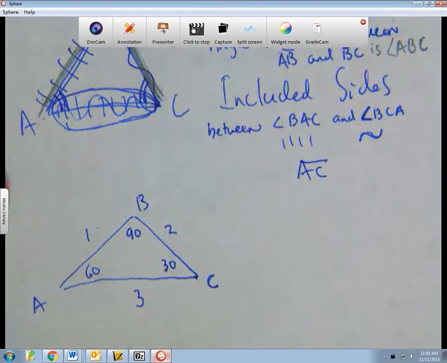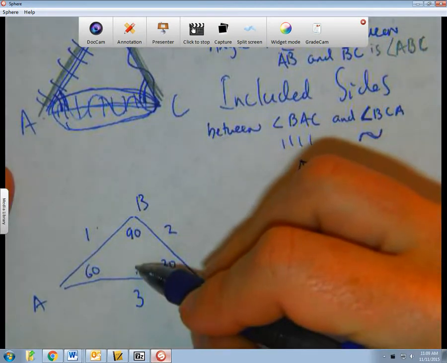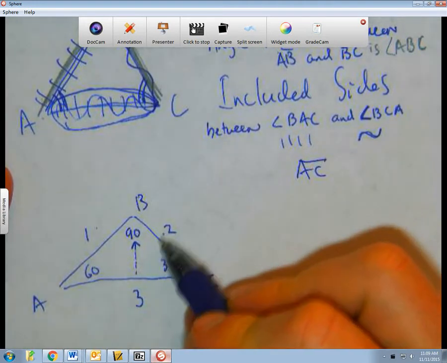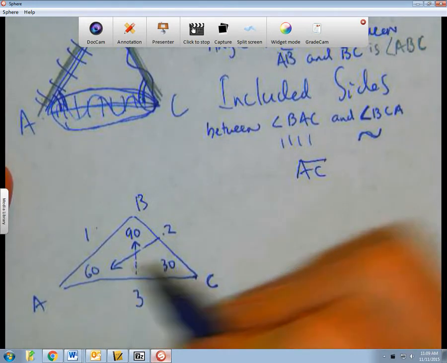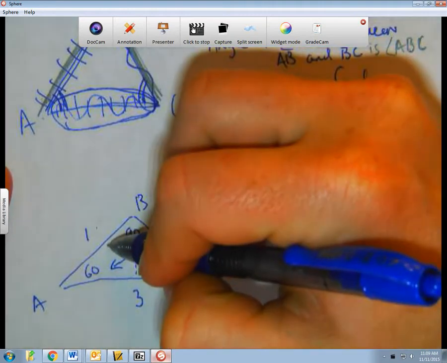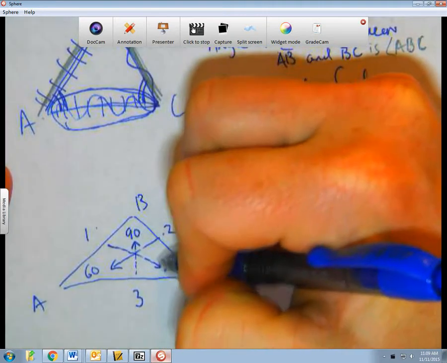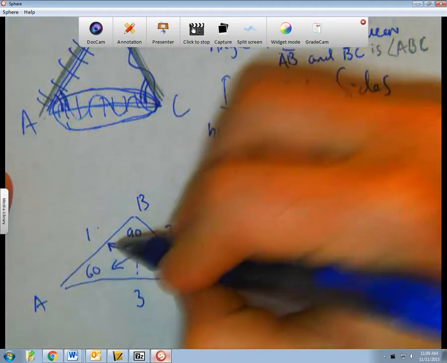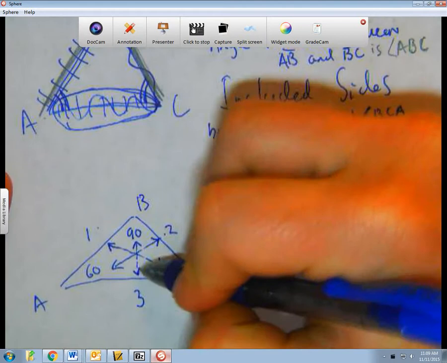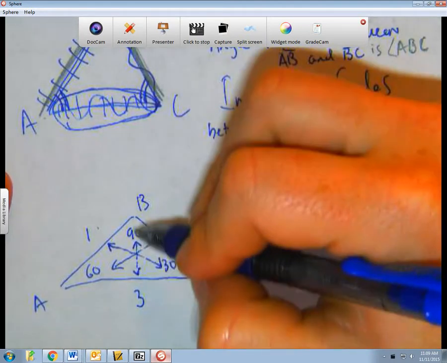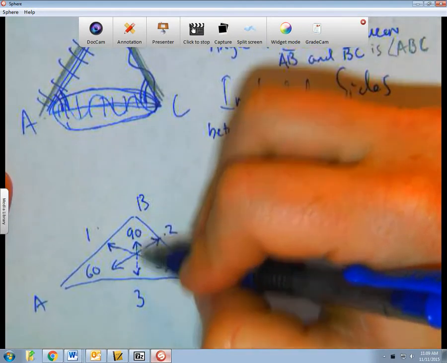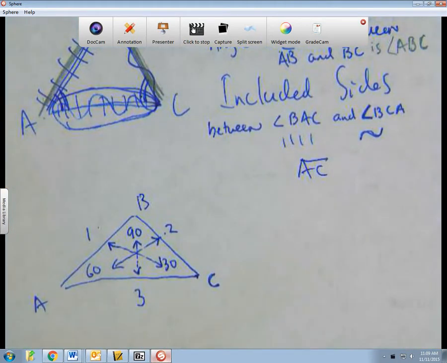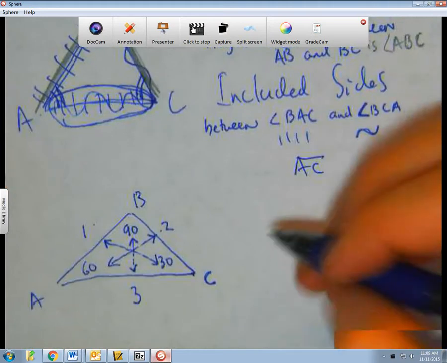Okay, and the way that those match up is they are opposite. They are opposite that side, and it works both ways. If this is the longest side, that's going to be the biggest angle. Since this is the biggest angle, this is the biggest side. Okay, so let's try and write that out in words.